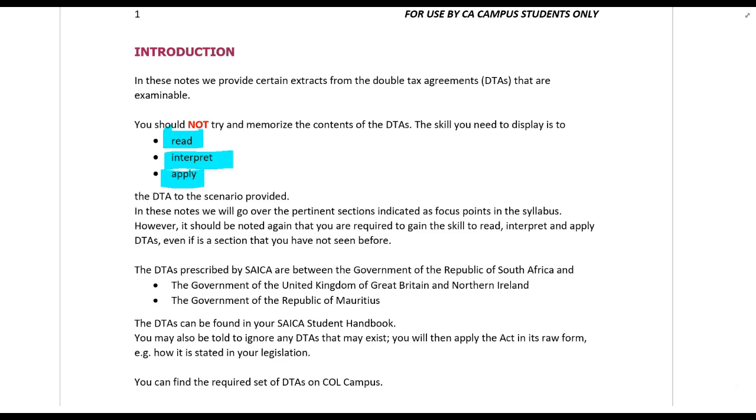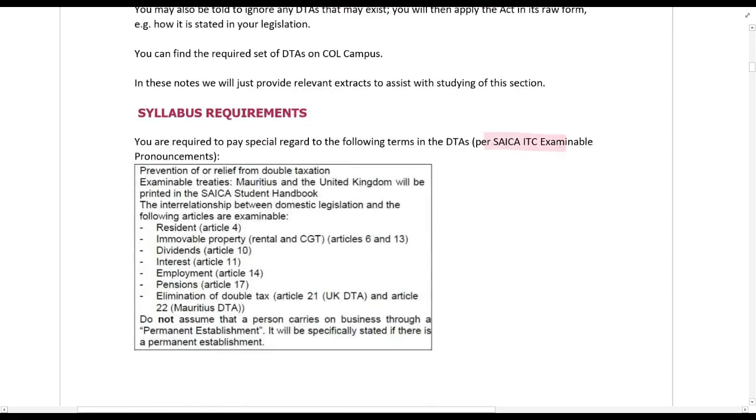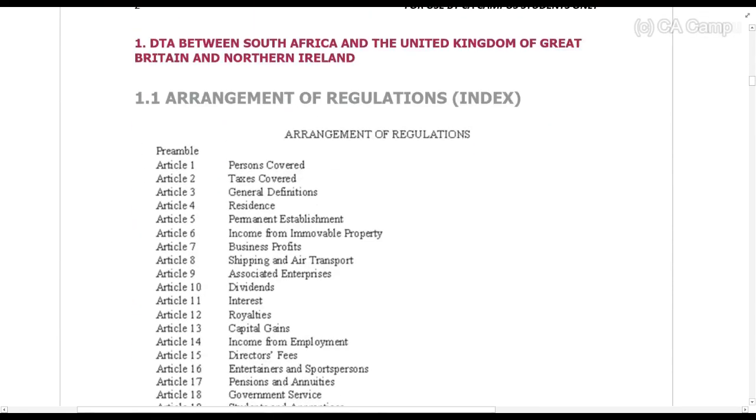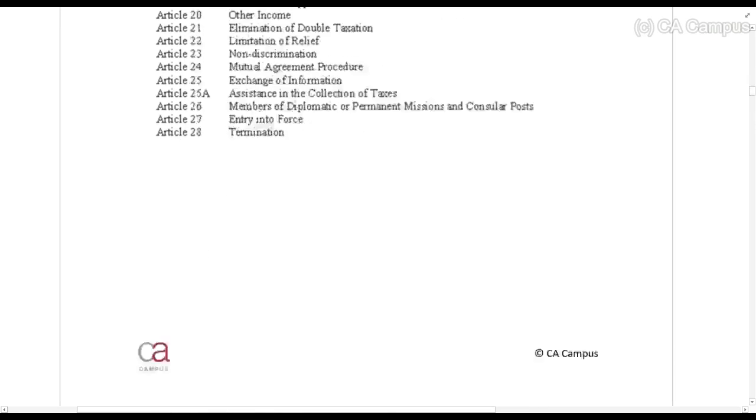I'll start with one or two of the first ones and then we'll go from there. The only double tax agreements prescribed by SAICA are the agreement between the government of the Republic of South Africa (remember, if they refer to the Republic, it's South Africa) and the government of the United Kingdom of Great Britain and Northern Ireland, and the government of the Republic of Mauritius. You can also find these in your SAICA student handbook. From your syllabus requirements and your SAICA ITC exam pronouncements, it tells you which articles are examined, and we'll cover most of those here. There's also an index given to you in the double tax agreement, so you're aware of what is included and can find it if they refer you to it.